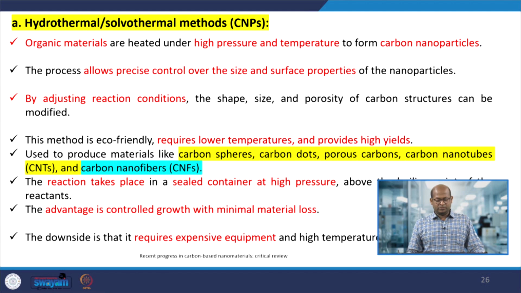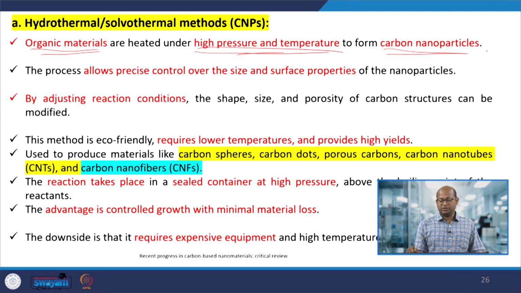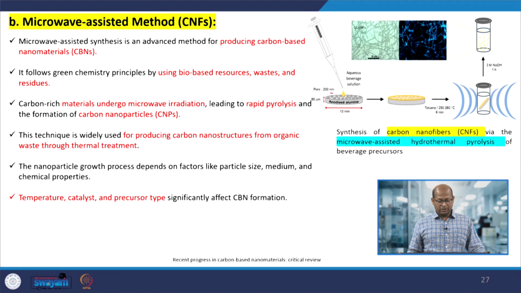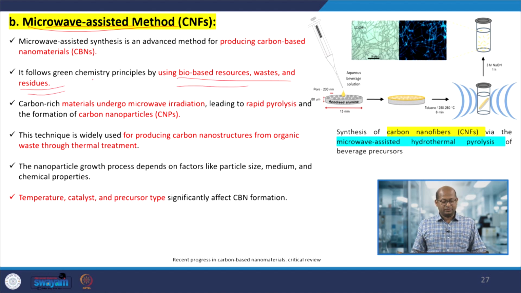In hydrothermal methods, basically some organic materials you have to take as starting materials, and you have to do heat treatment or thermal treatment at high temperature and high pressure, so the organic materials are converted into carbon nanoparticles. So, these methods we can use. Then microwave assisted methods can also be used for the preparation of carbon based nanomaterials, and for this purpose we can use different bio-based resources, waste or residue, for the synthesis of carbon nanomaterials or carbon nanoparticles.